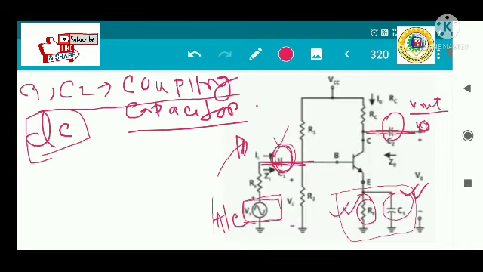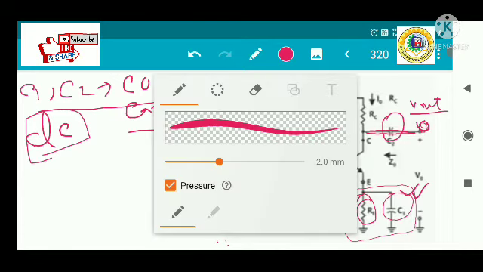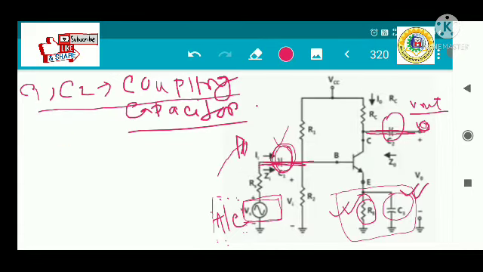It blocks the DC. Any kind of DC being represented here within the AC is blocked from reaching the system, because we only want the AC signal to be amplified, not any kind of DC signal. Okay, so these are called the coupling capacitors.